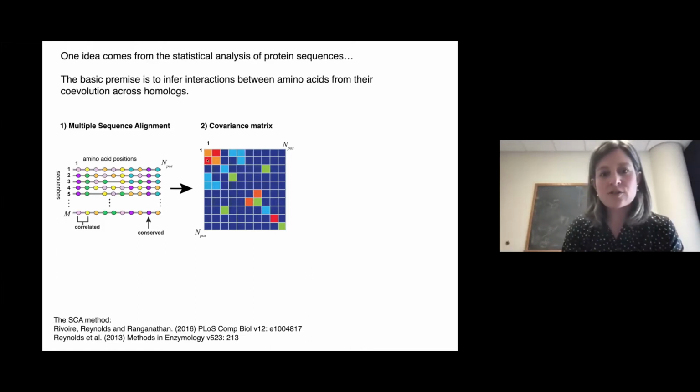Okay, so now you can make this statistical measurement across the entire length of the sequence and construct a covariance matrix here. So we go from 1 to the length of the protein in positions from 1 to the length of the protein, and we get a square symmetric matrix where each entry is telling us about the correlation strength between positions, and what we're inferring is coevolution of these sites.